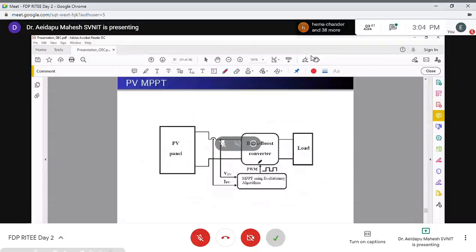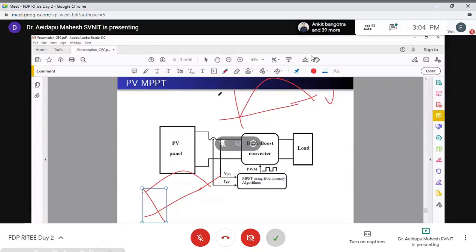And then you can also use evolutionary algorithms for MPPT. So MPPT, again, most of you might know, the VI curve of a PV panel is like this. If you multiply V into I, you are going to get a power versus voltage curve like this.